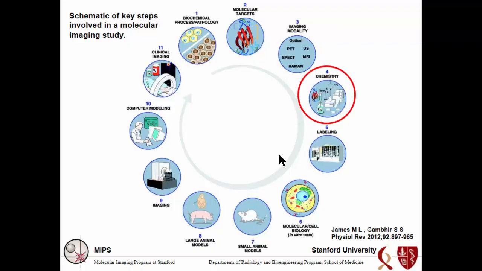So the basic process, this molecular food chain, is selecting a target and then finding the imaging modality that you're interested in. Chemistry is a very critical part of this plan. And so ultimately, through preclinical evaluation and for promising tracers, translation into the clinic that will hopefully benefit the patients in the hospitals.